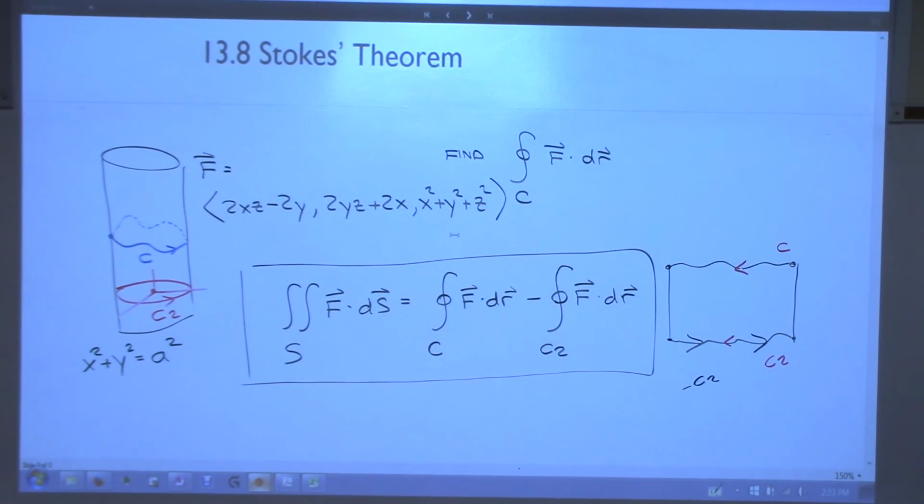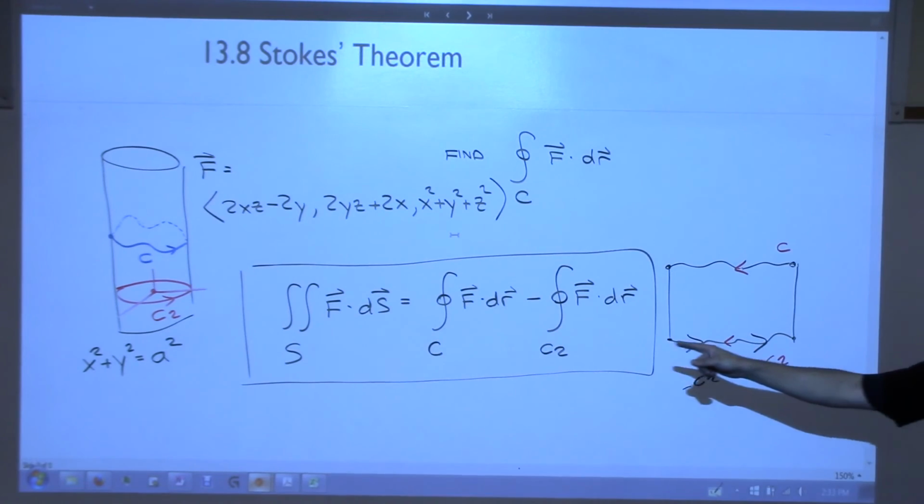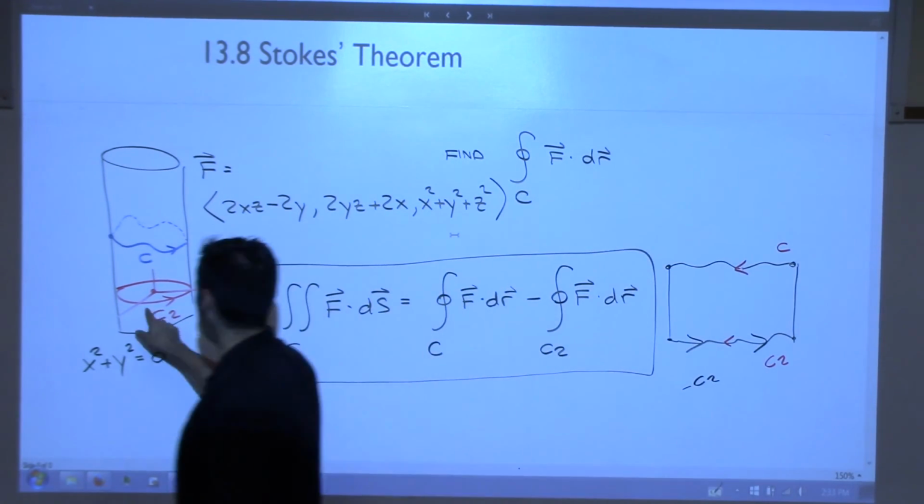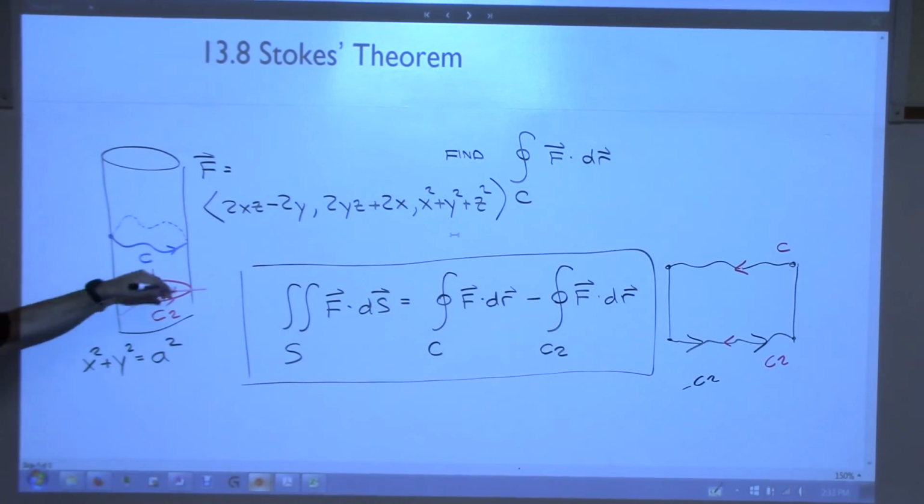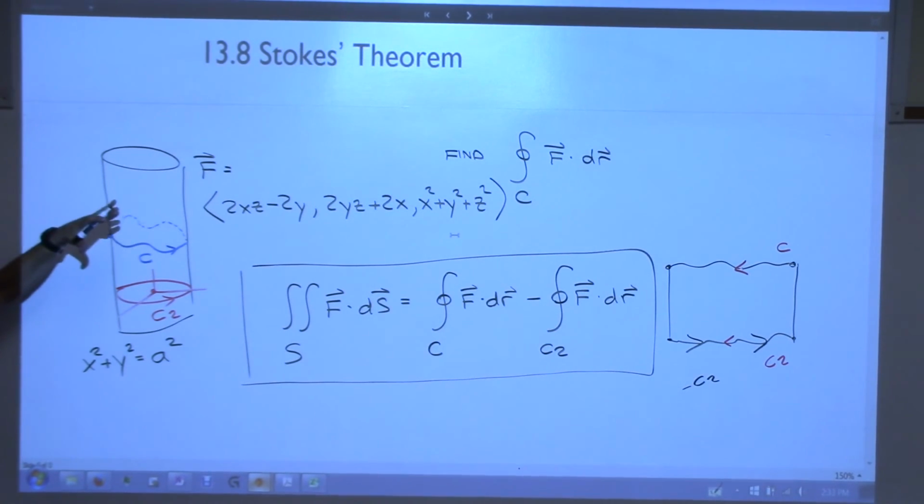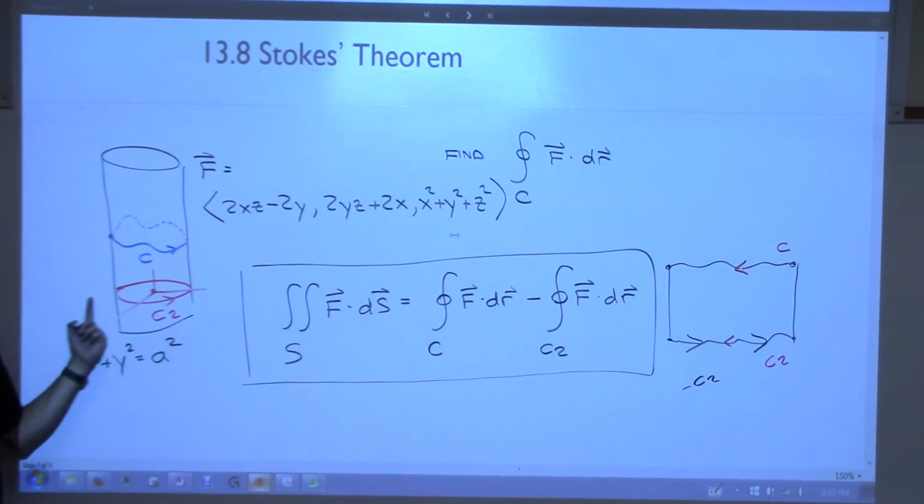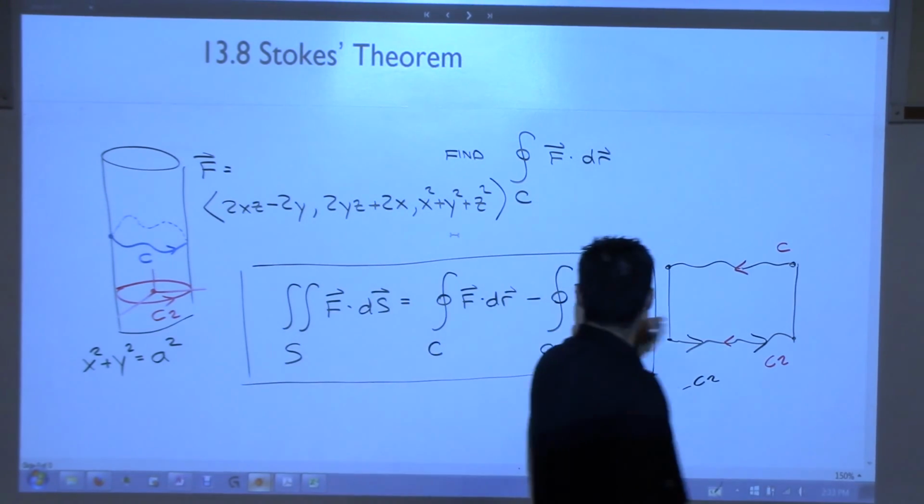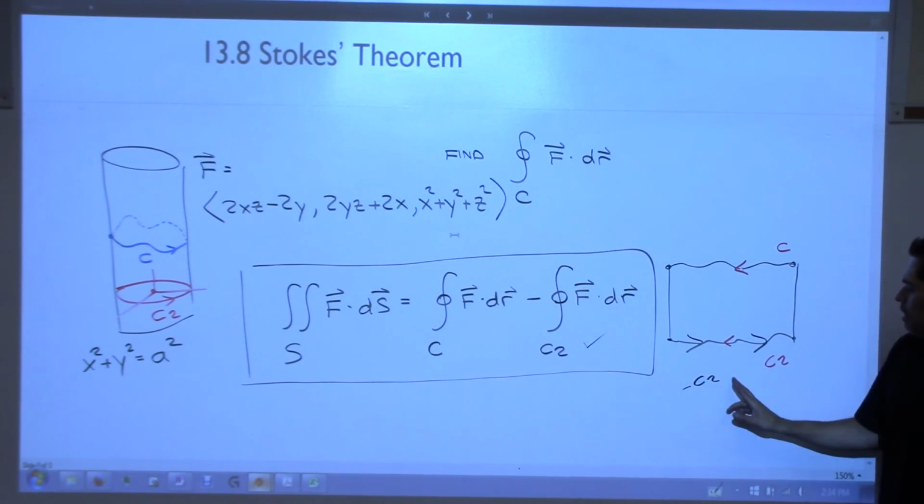Right? That I should know about, because I can find the parametric equations for this, can't I? I can draw this curve. It's in the YZ plane, has a radius of A, right? I should be able to draw that. So I should be able to get some information about this, right? That I should be able to get.